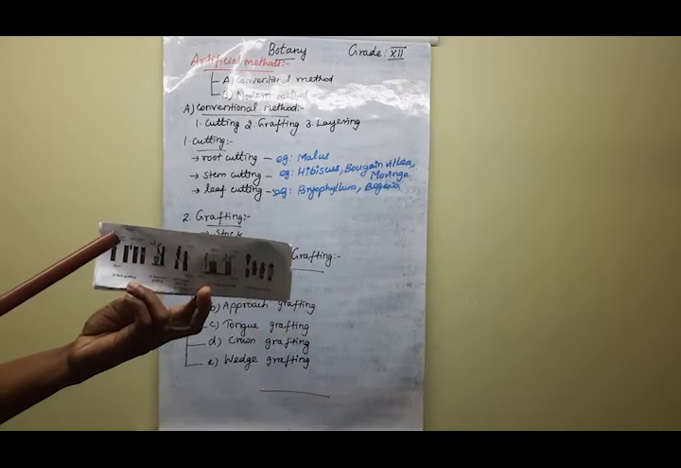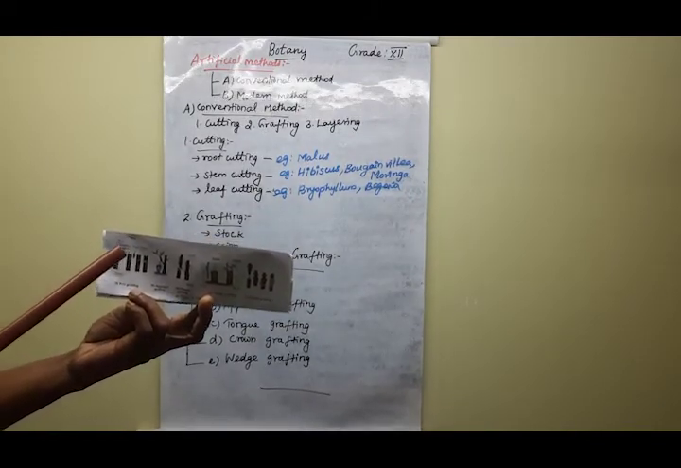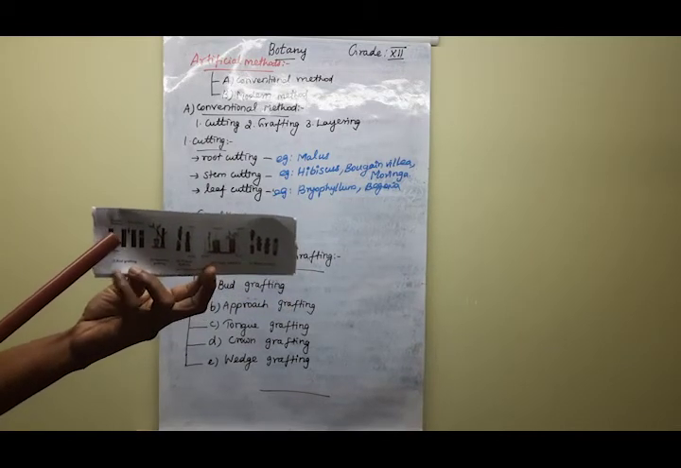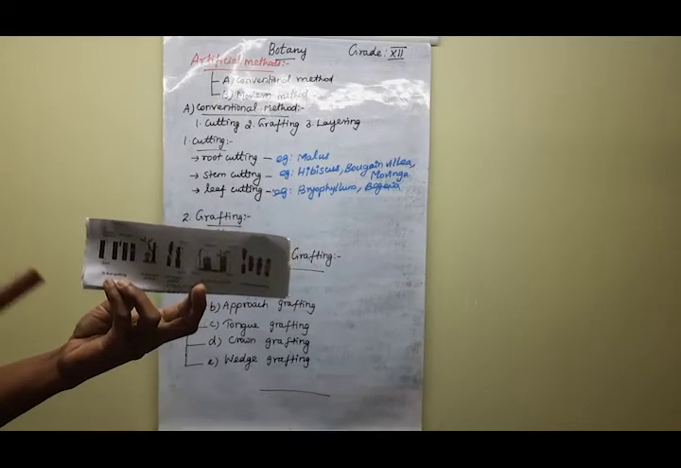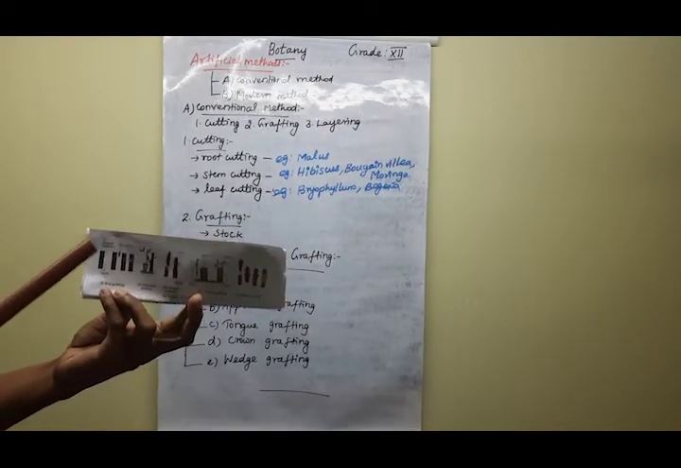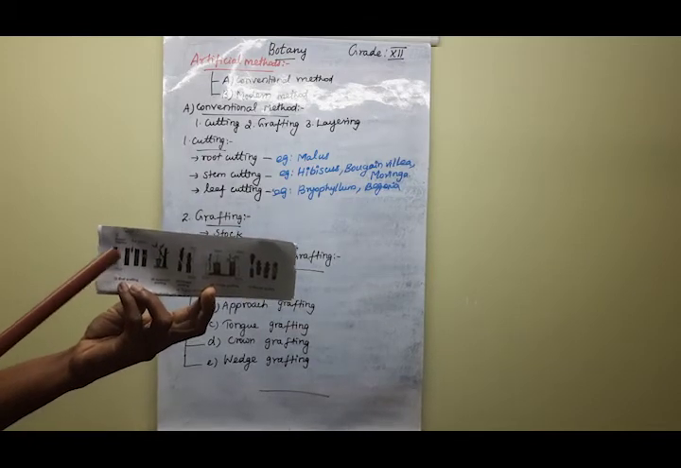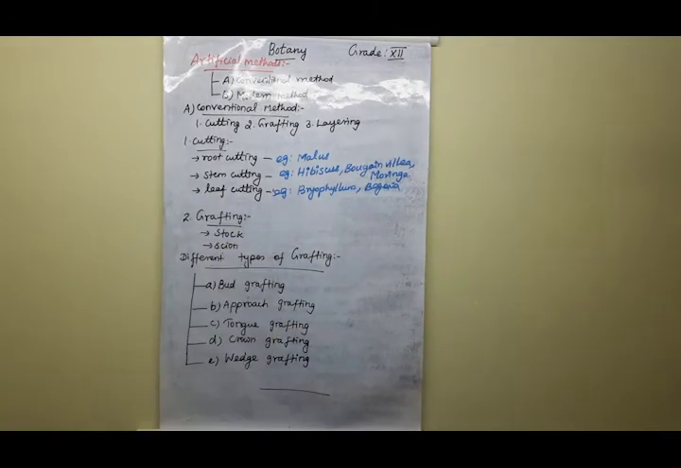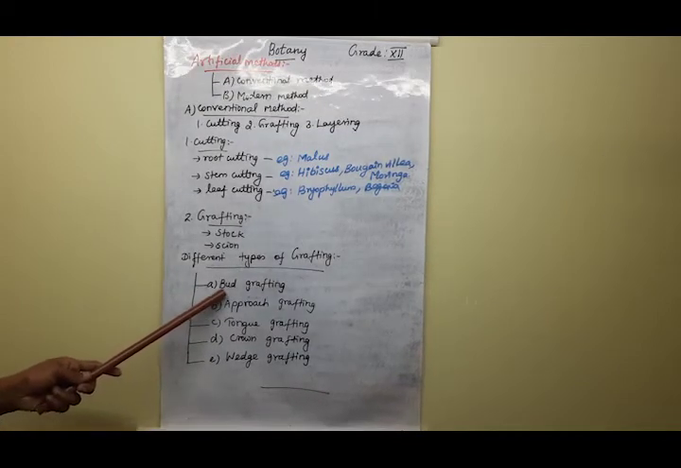That bud is the scion that we are selecting. That one is inserted into the T portion. We already removed the bud, no? That incision, that cut area, is where the bud of the scion is inserted. And then finally we tie it and then we can lay it. This type of grafting is known as bud grafting, the first method of grafting.